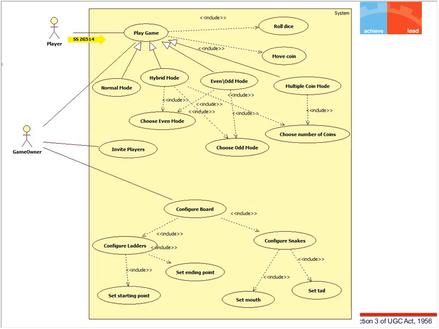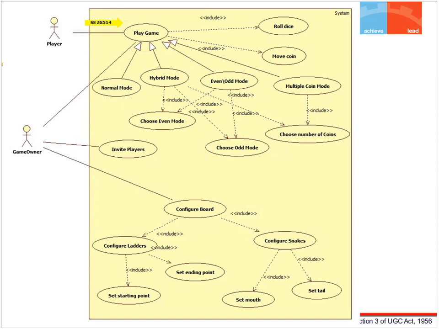Okay. Now next, coming to the generalized relationship that I have put in here. Your player can play the game, right? Now what is this thick white arrows? This is a generalized relationship. When I say the player can play the game, he can play the game either in a normal mode, hybrid mode, even odd mode, or multiple coins mode, right?